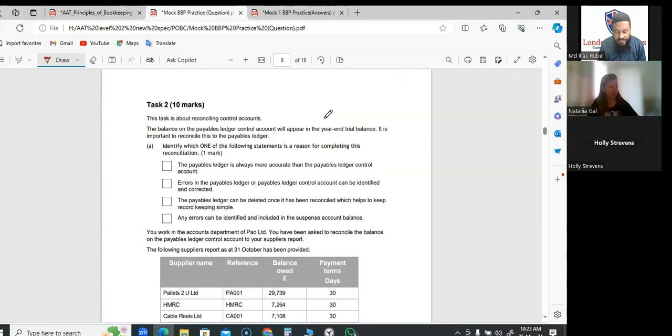Let's go to the next page. And let me read it for you, and you think of the answers. This task for 10 marks is about reconciling control accounts. The balance on the payables ledger control account will appear in the year-end trial balance. It is important to reconcile these to the payables ledger.